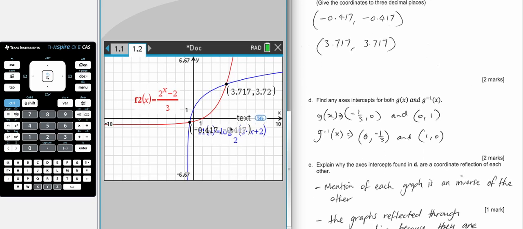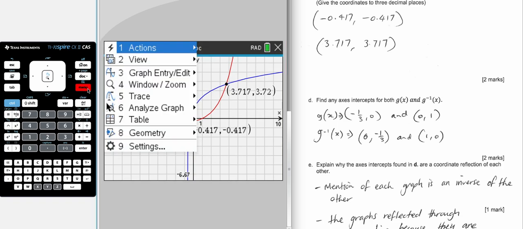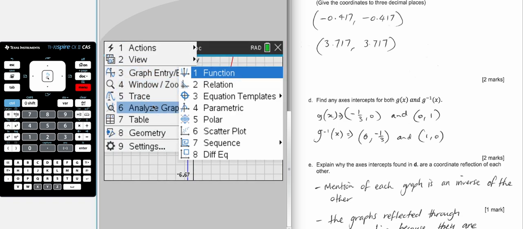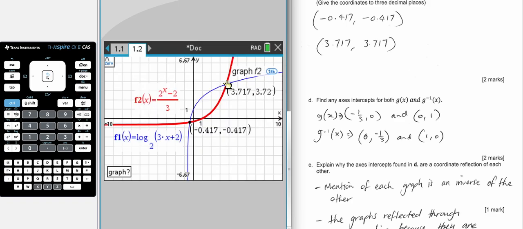Then find any asymptotes, of course, and intercepts. Probably the easiest way to do this is on here, because then you can go graph, analyze graph, zero, this graph first. Then you can work out what the y-intercept is. You can do the same thing with this one, but if this is going through 1, 0, then of course this is going through 0, 1. Hence why I've got these ones here.